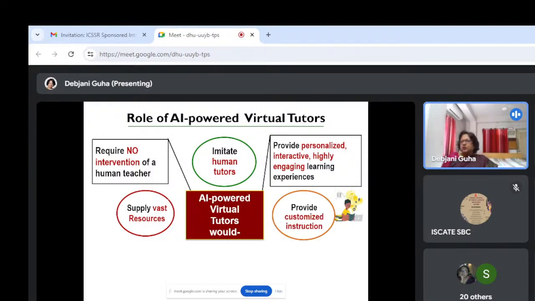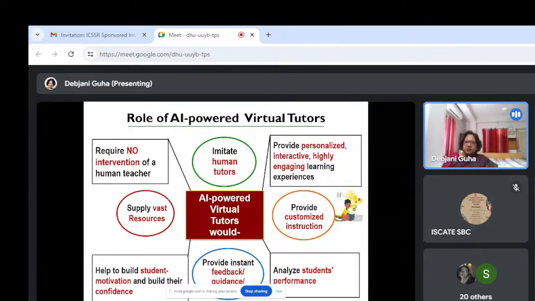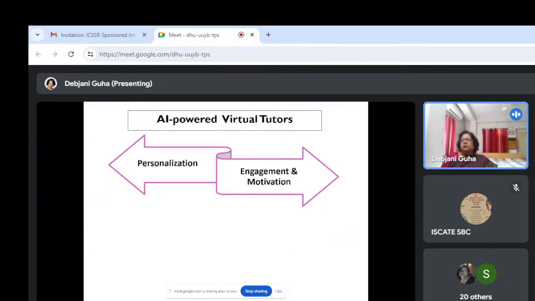It would analyze students' performance. It would provide continuous guidance and encouragement, and also it would help to build student motivation and build their confidence and self-esteem. Now I want to go into detail about the role of AI-powered virtual tutors. In 2 or 3 slides, I will conclude.